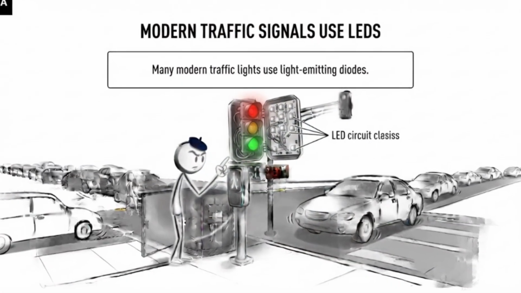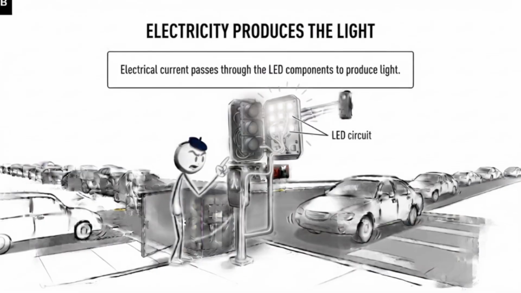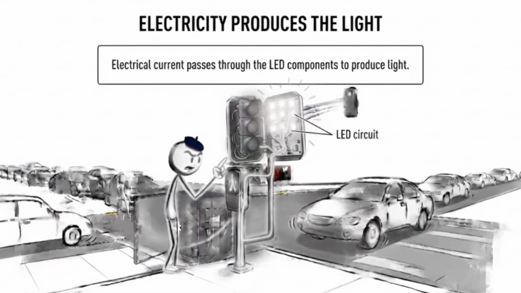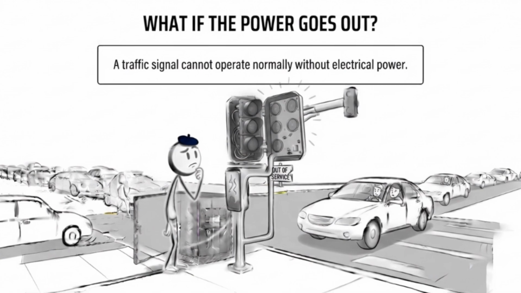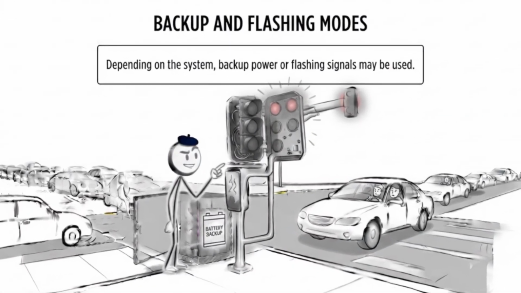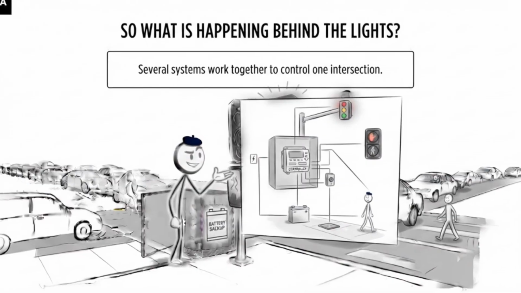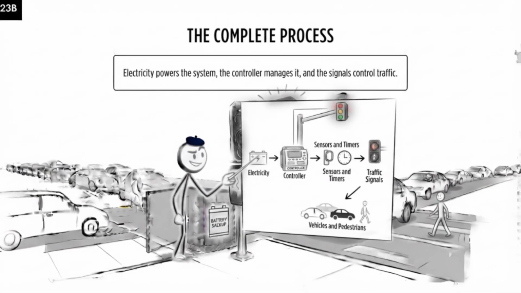Some traffic lights also have backup power systems. If the main electrical supply fails, the traffic signal may use a backup battery or another emergency power source depending on the location and design of the system. If a signal cannot operate normally, it may switch to a flashing mode or another safety procedure to warn drivers that the normal sequence is not active. The exact response depends on the traffic signal system and local rules.